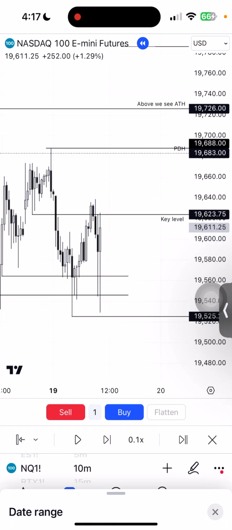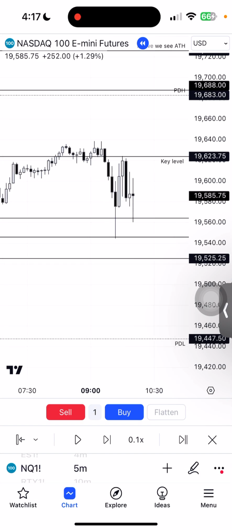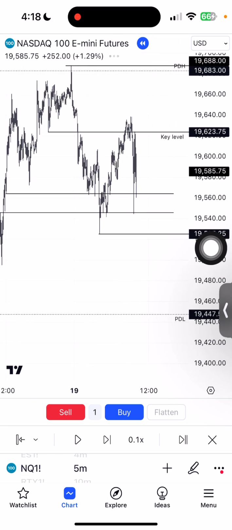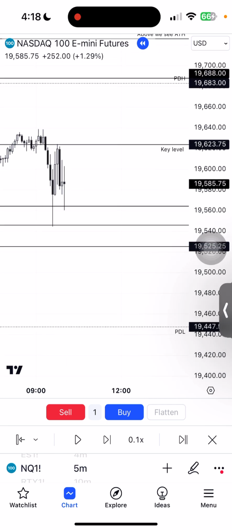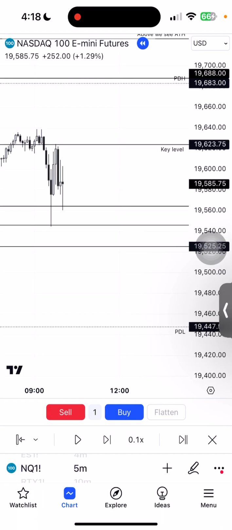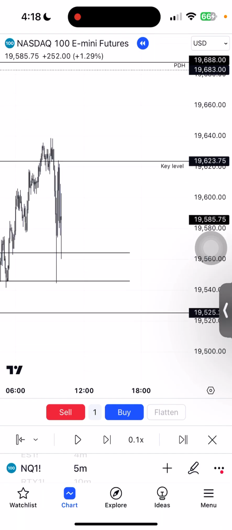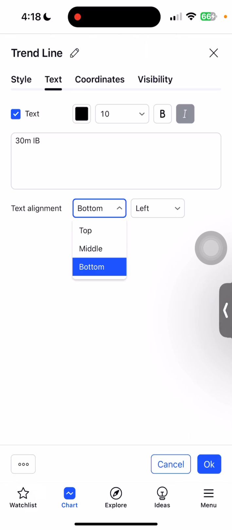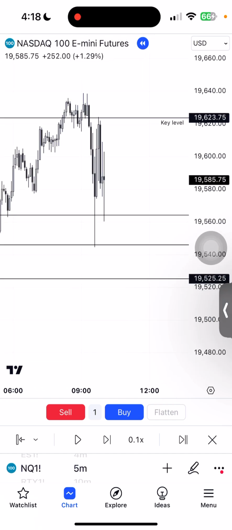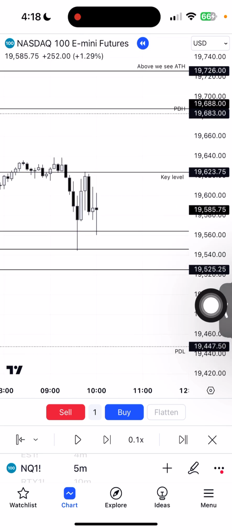So now back to the 5-minute time frame. We are understanding that this is the 30-minute imbalance that we have marked out. Let me mark it so you guys aren't lost. IB is going to stand for 30-minute imbalance, and we're looking to see how does price react out of it.